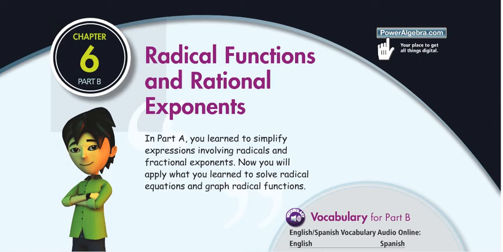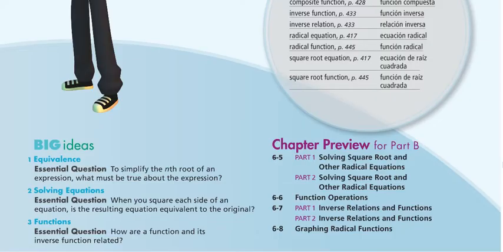If you go down to the bottom, you'll see that we're looking at several big ideas in sections 6.5, 6.6, 6.7, and 6.8. Our first big idea is equivalence. To simplify the nth root of an expression, what must be true about the expression? Our second idea is solving equations. When you square each side of an equation, is the resulting equation equivalent to the original? And number 3, functions. How are a function and its inverse function related?